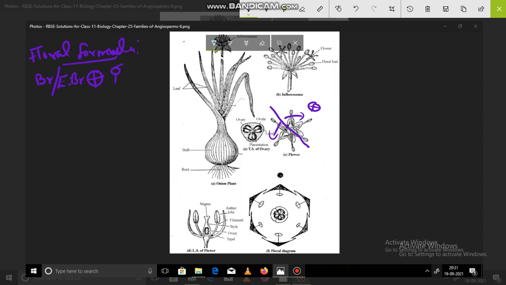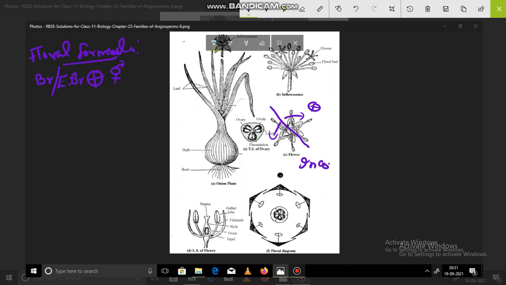So write down the symbol for bisexual. That means you have both male and female parts in the same flower. That is easy. And then comes the important part. Remember that this flower is incomplete. It's an incomplete flower.